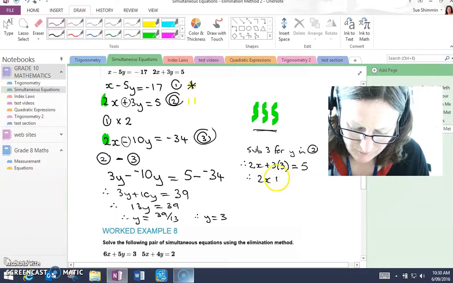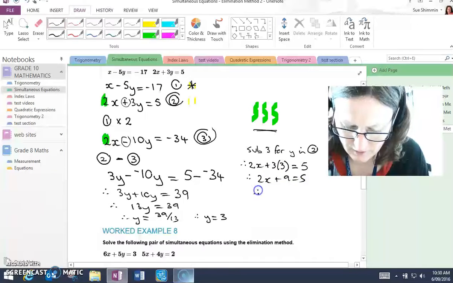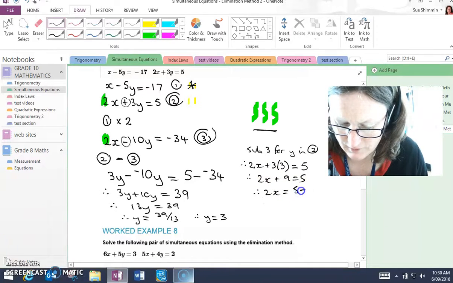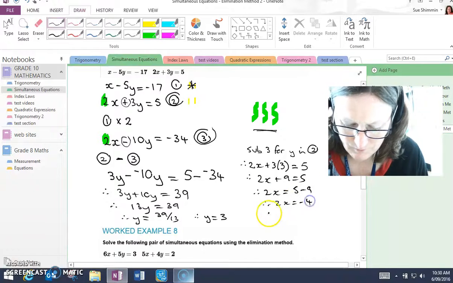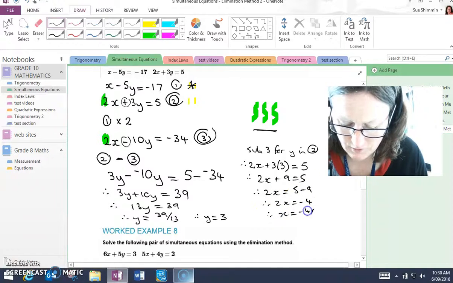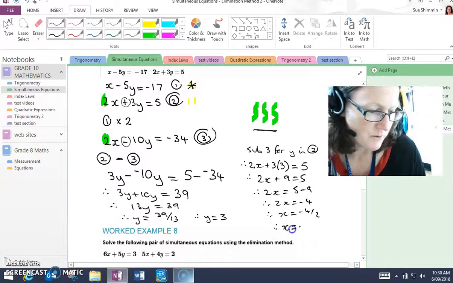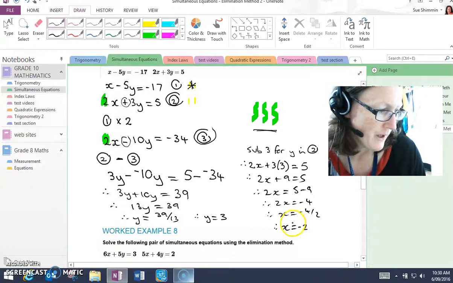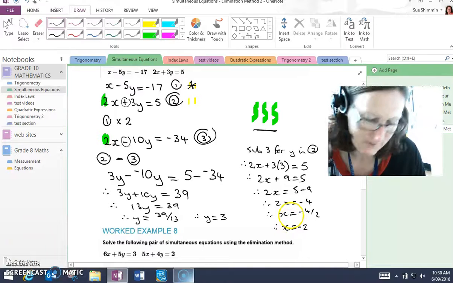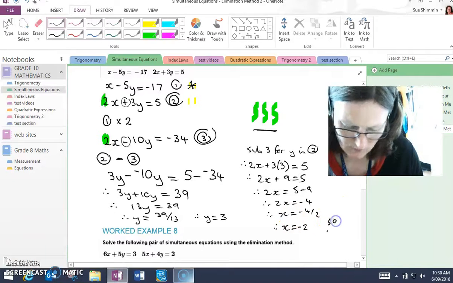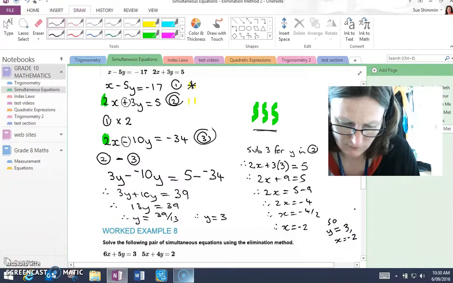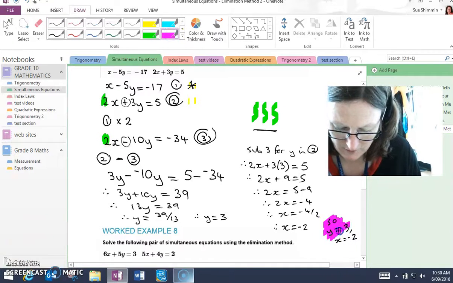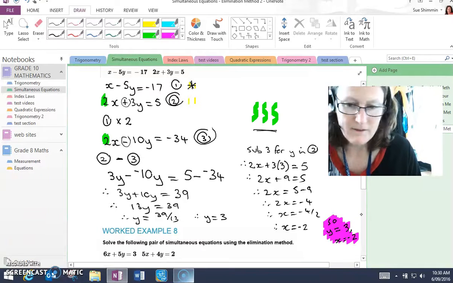Therefore 2x plus 9 is equal to 5. Therefore 2x is equal to 5, take 9. 2x is equal to negative 4. Divide both sides by 2. So x equals negative 2. So our answer, therefore, is y is equal to 3 and x is equal to negative 2. So that there, we need to clearly show, is our solution.